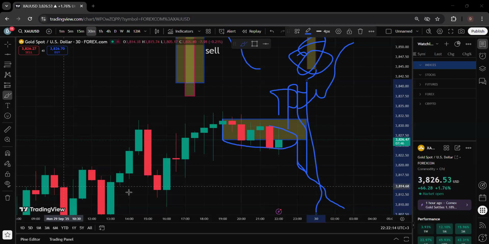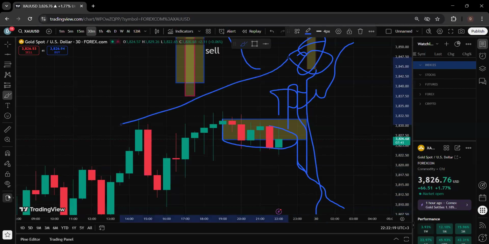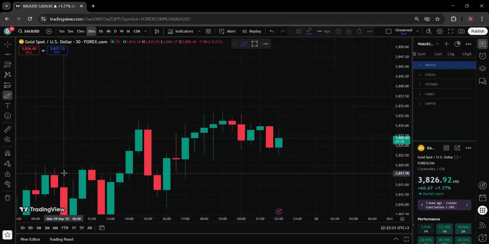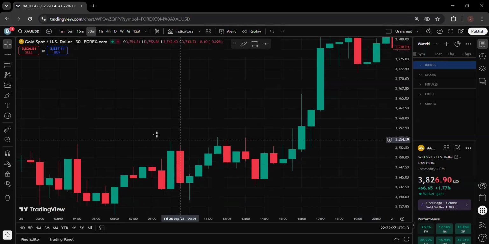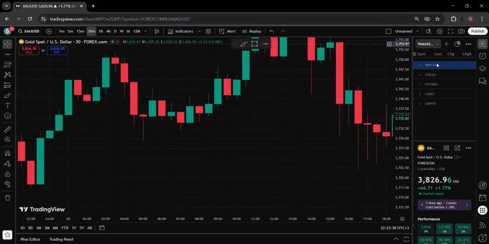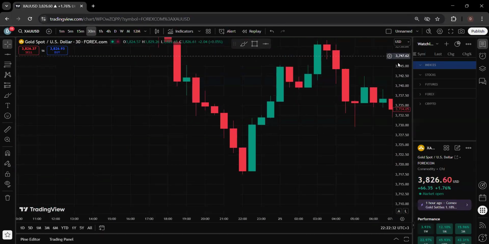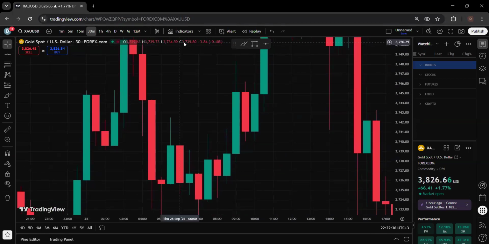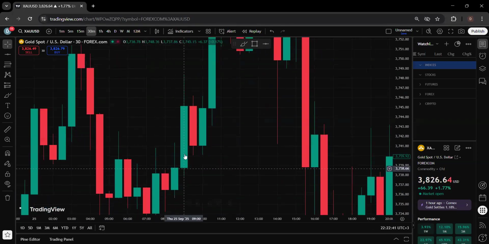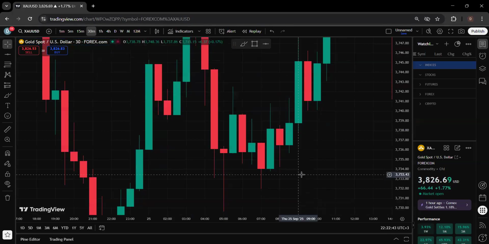So let's continue. For us to identify a breakout, let's identify all those breakouts after consolidation. Where do we start to see our first breakout? We can start here. This one is very tricky. I'll come back to this one because it has two breaks. Let's start with this one.